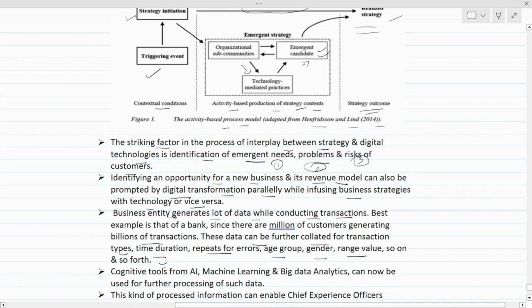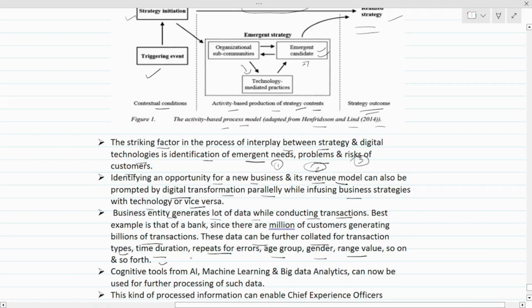So basically these business entities that you talk about generate a lot of data while conducting their transactions. The best example with respect to transactions can be that of a bank, because there are a lot of customers generating billions of transactions per day. So this data can further be broken down, or collated, or brought together for what? For transaction types, time duration, repeats for errors, age group, gender, range value, and so on and so forth.